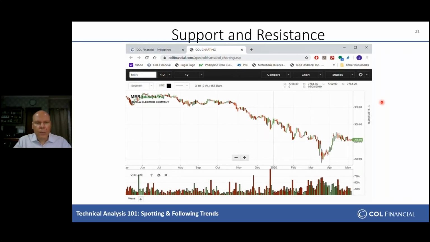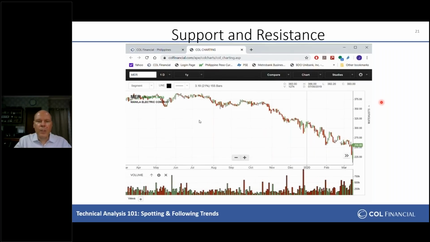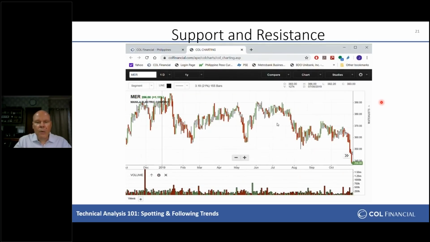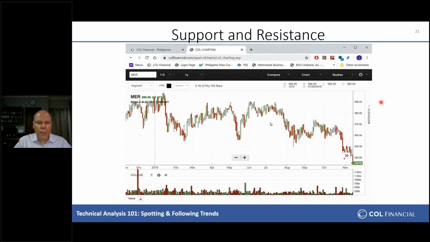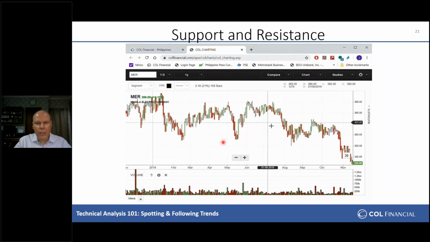So in our ability to have a look, I have Meralco being shown over here. Now, here's a good sense of support. You can see the three lows that we've been seeing in this area seem to be containing the areas of support quite well. Let's just draw a line here just so you can see what that support looks like.